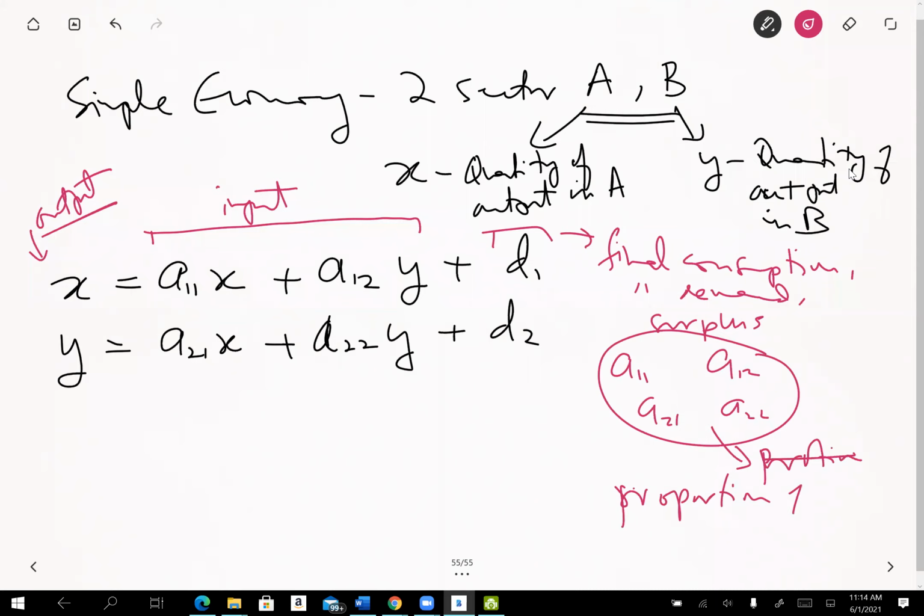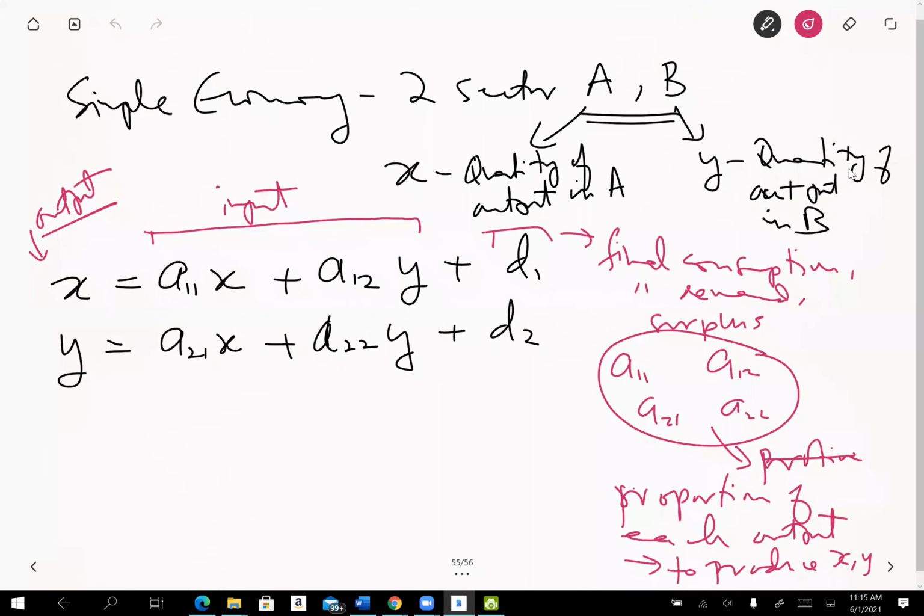The proportion of each output that is going to be used as input to produce other goods. All right. So to produce other goods here, X and Y.